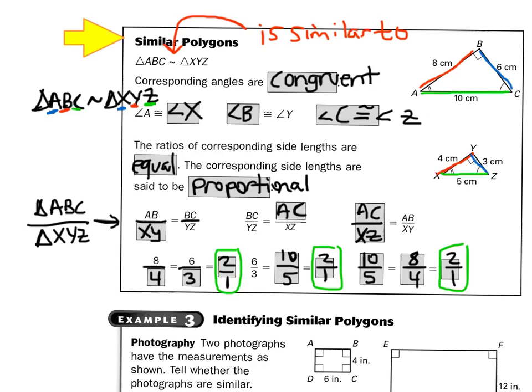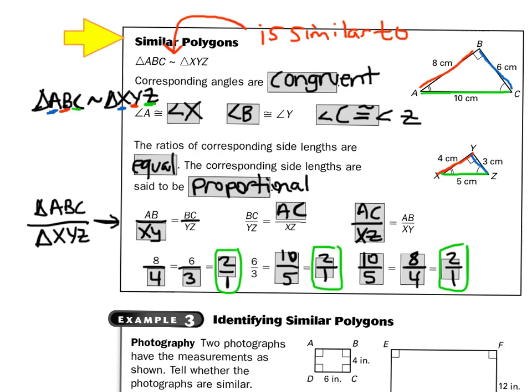Okay, so now they want us to match up the angles. Well, we're going to do the same thing. Write the congruent statement. Triangle ABC is similar to triangle XYZ. And notice how A matches with X, so the first letters. So angle A is congruent to angle X. And then go to the second letters. B has to match Y. So angle B matches with angle Y. And then go to the last letters, C and Z. Angle C is congruent to angle Z.